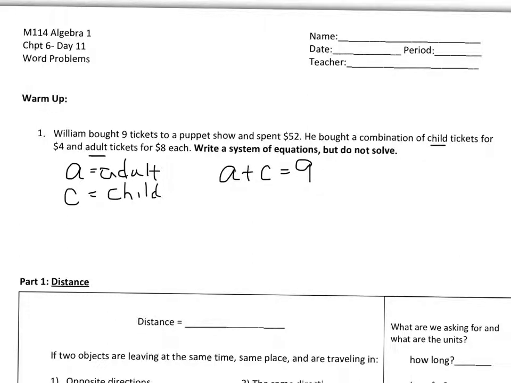Now all the money will go in the other equation. So a child ticket was only $4 and adult tickets were $8. Those are going to be the coefficients in front of the variables that will give us $52. So what is this equation going to be, Mason? No, you were wrong. It's actually 4A plus 8C is equal to 52. So that's our money equation.